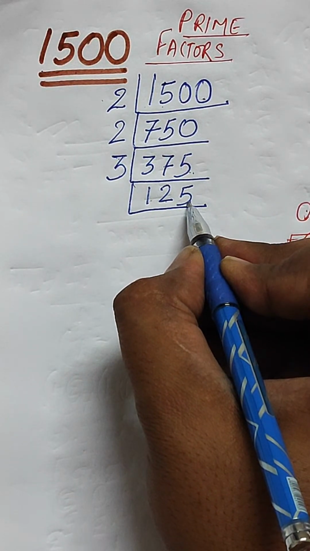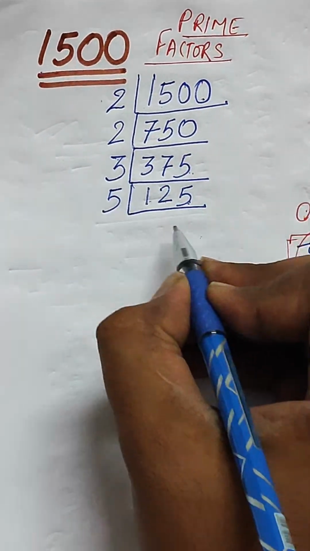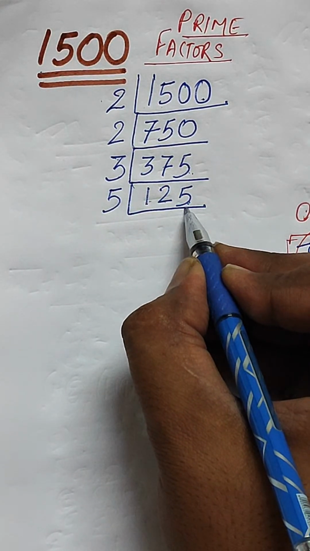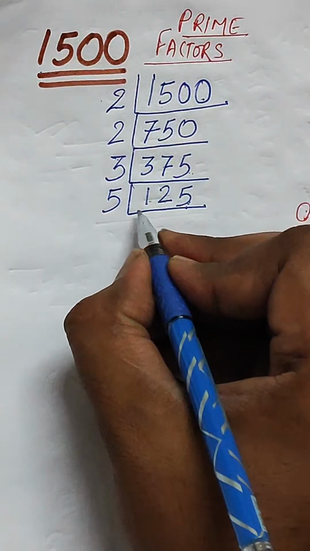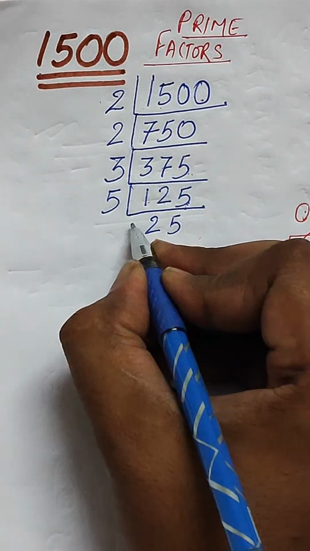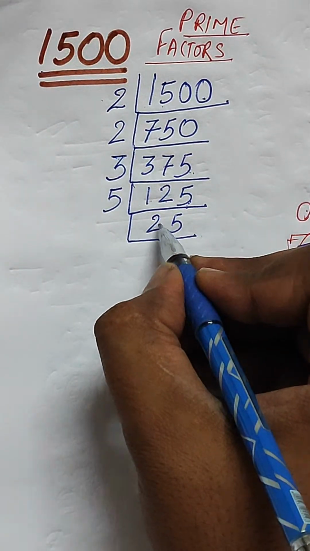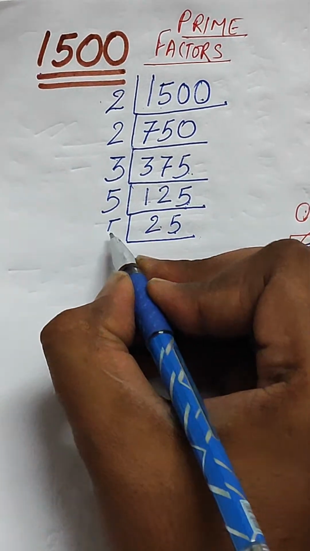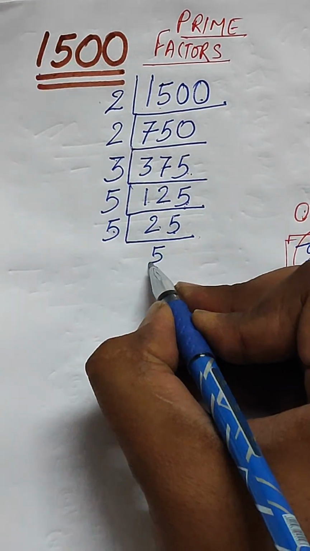So what is the next prime? After 2 and 3 it's 5. From 5 it's easily divisible, because the digit at the one's place is 5 or 0. In this case this will be divisible by 5. So 5 5s are 25, and in 25 times it's completely divisible. Now you can again see this is also divisible by 5. So now you can take 5, and it is completely divided.